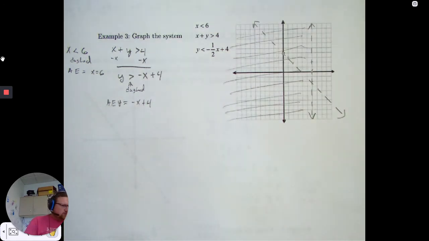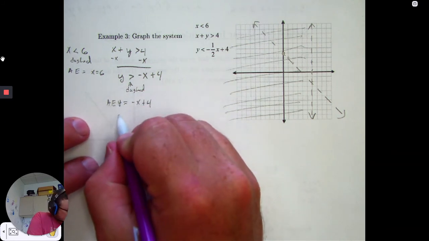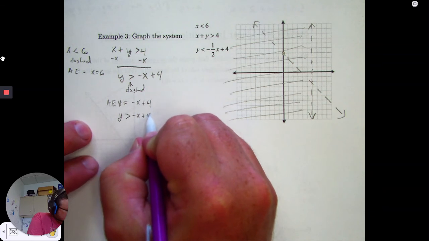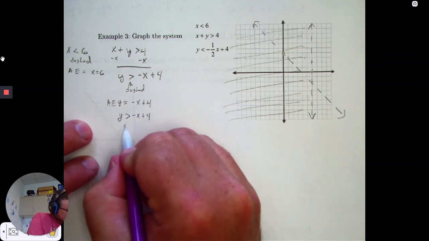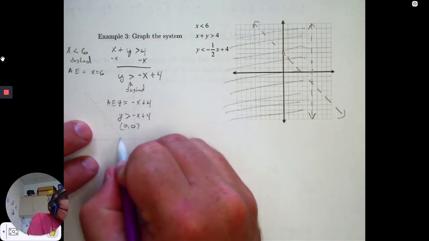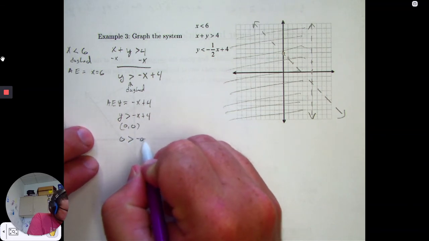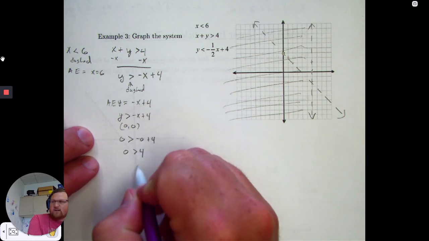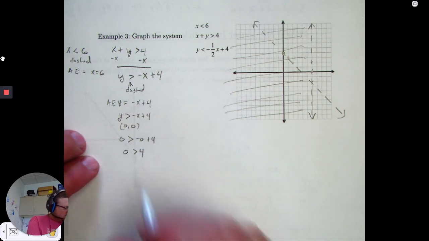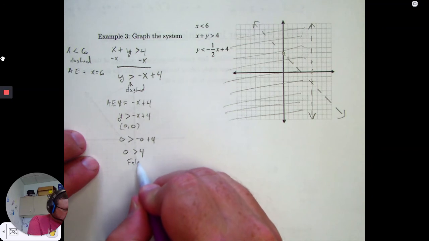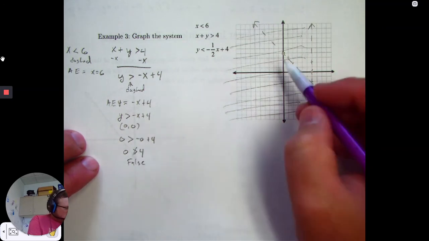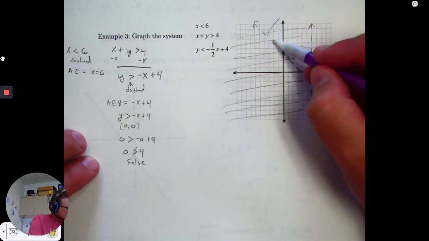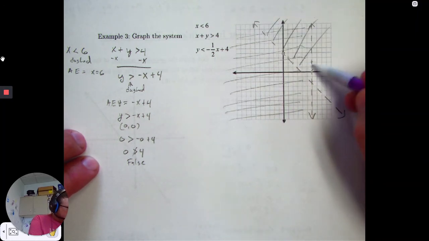Okay, and then we want to test a point. So if we test into y is greater than negative x plus 4, a point like 0, 0, that would be 0 is greater than negative 0 plus 4. 0 is greater than 4. Is 0 greater than 4? Nope, that's false. It's not greater than. So 0, 0 does not work, so it's got to be on the other side. That means it's got to come up this way.